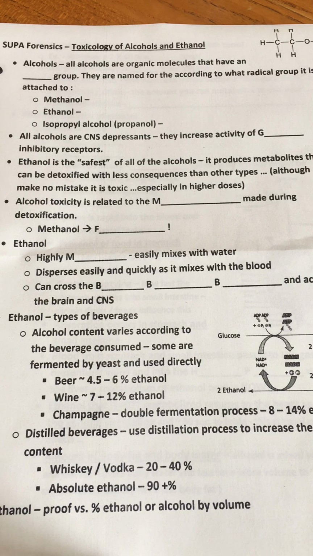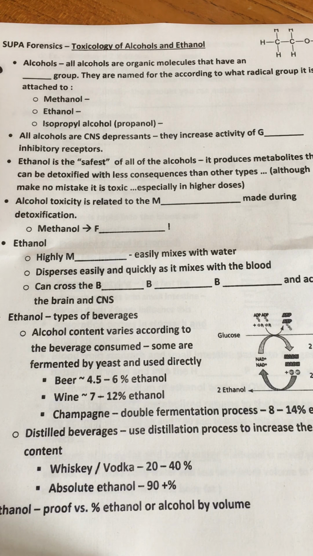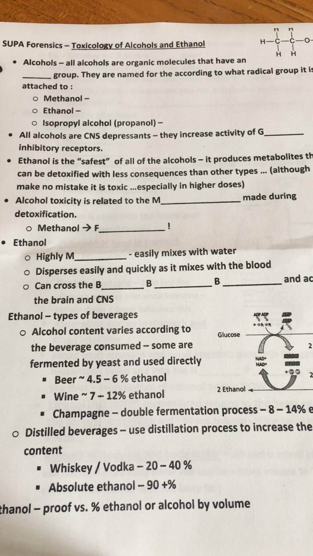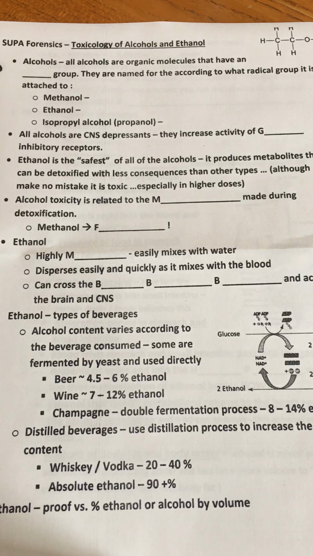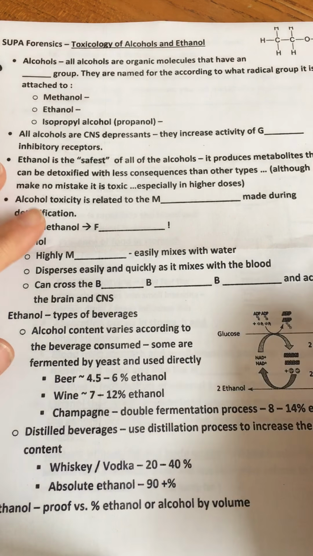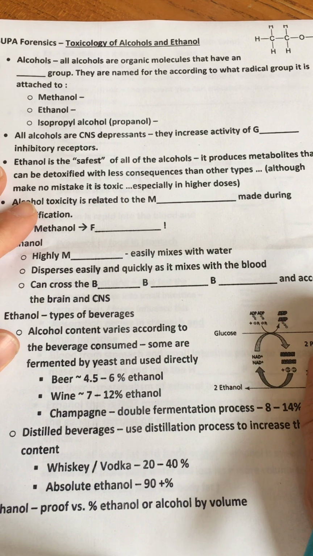All right, everyone. So this is the lecture on toxicology of alcohols and ethanol. I'm going to talk about the three different types of alcohol at the top, and then from there on out, I'm going to use the word alcohol for ethanol. It's probably going to take about 20 minutes, but I thought if I did it this way with notes and writing, it would speed me along, maybe make my handwriting a little bit more legible.